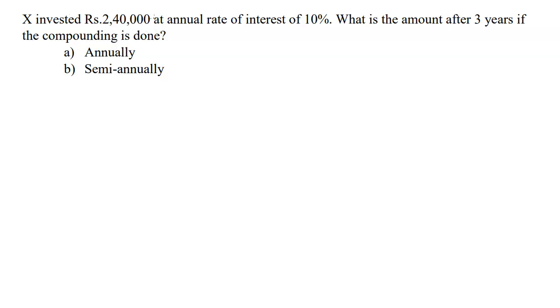X invested rupees 2,40,000 at an annual rate of interest of 10%. What is the amount after 3 years if compounding is done annually or semi-annually? We will first do annually because that is our normal calculation. First of all, 2,40,000 investment is made once. That means what we need to find out is the future value.